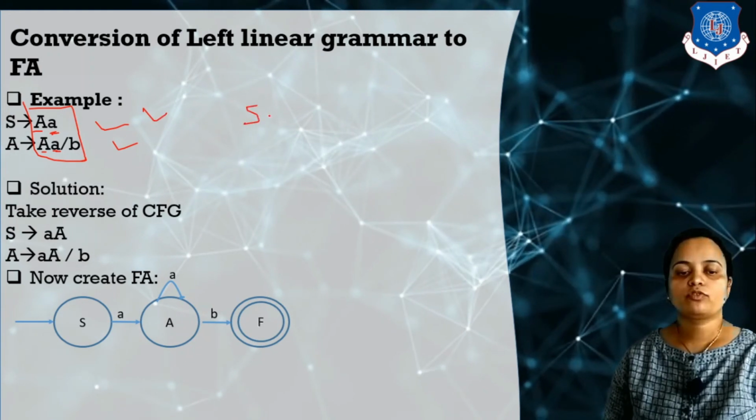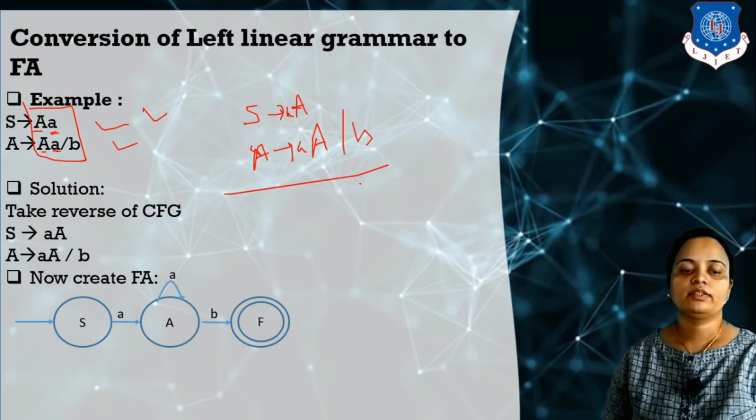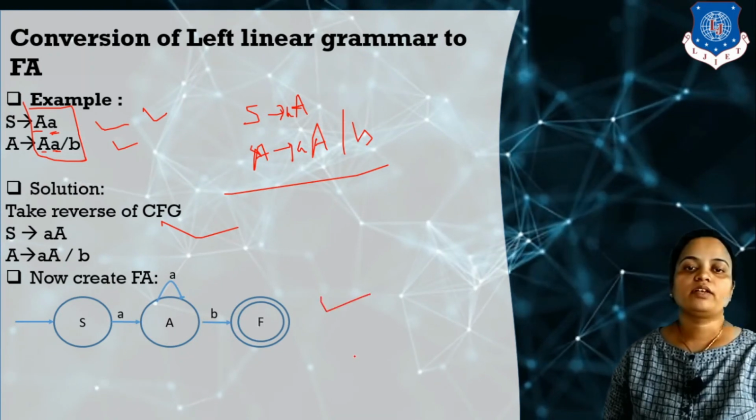Reverse means we have to only write down the production in reverse manner. A derives capital A, small a, derives B. Okay, then this is the reverse grammar. Then we have to construct the FA that we have already discussed in a previous slide.